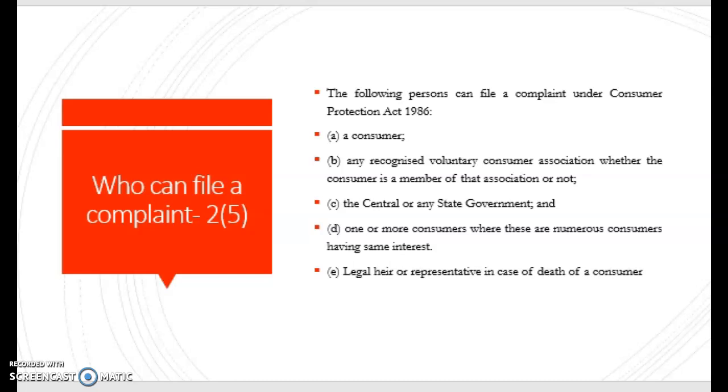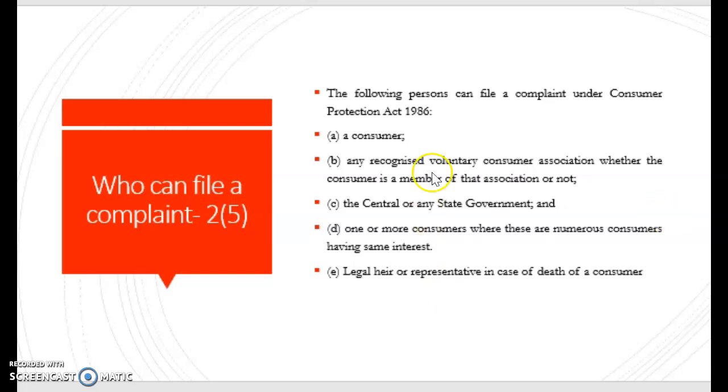Now the next question comes: who can file a complaint? Only a person who is termed as a consumer under the Act can file a complaint. Hence, the following persons can file a complaint, and as per the new Act, it is Section 25 that includes a consumer, any voluntary consumer association registered under the Companies Act or any other law for the time being in force, the central government or state government, and one or more consumers where there are numerous consumers having the same interest. In case of death of a consumer, their legal heirs or representatives can file a complaint.